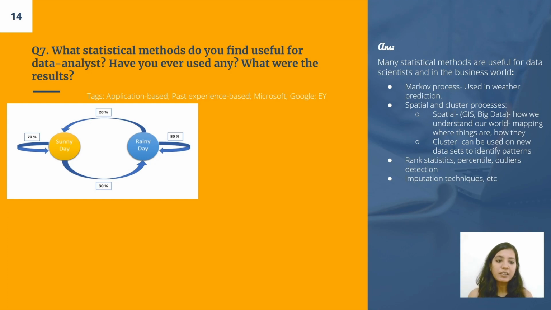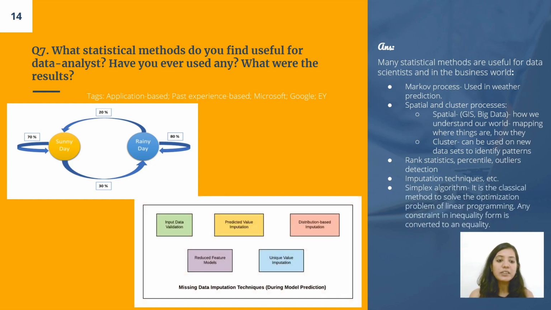Other processes for statistics include looking at ranks, percentiles, identifying outliers, imputation techniques. As we have discussed, imputation is nothing but the process of adding data wherever it is missing. Another process which is used is the simplex algorithm. The simplex algorithm is basically used whenever there is some sort of an inequality. What it does is convert that inequality into an equality and then try to solve it and come up with the solution. So these are the different statistical methods that are used. If you have used any, please do mention them with examples of how you used them and how they helped you out.